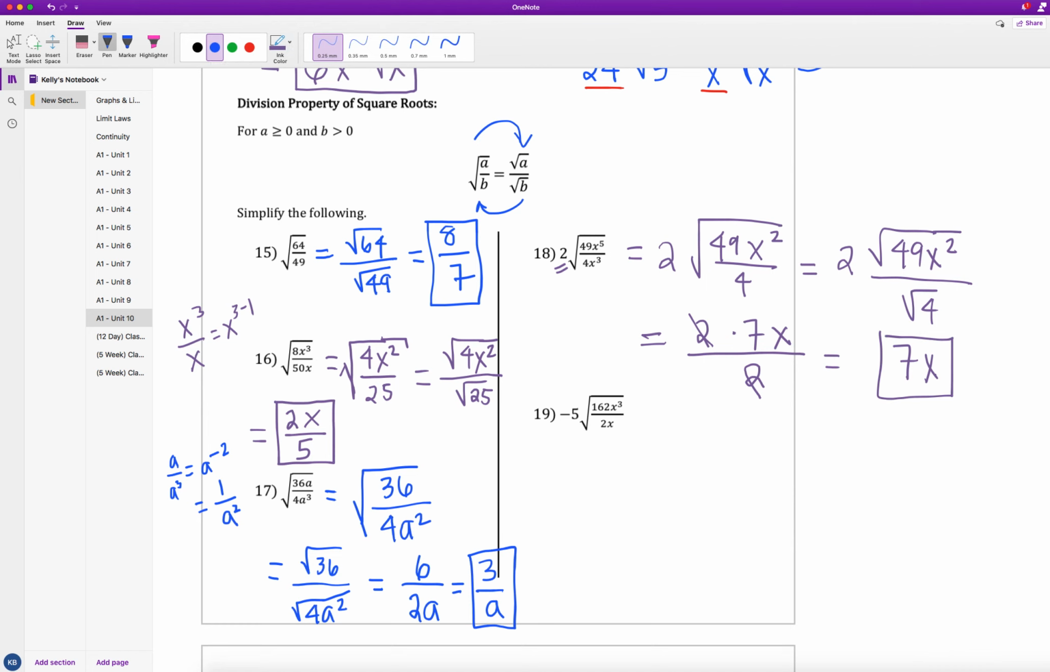Okay, let's look at example 19. So example 19 says negative 5 times the square root of 162x to the third over 2x. Why don't you guys pause the video and try example 19 on your own first?